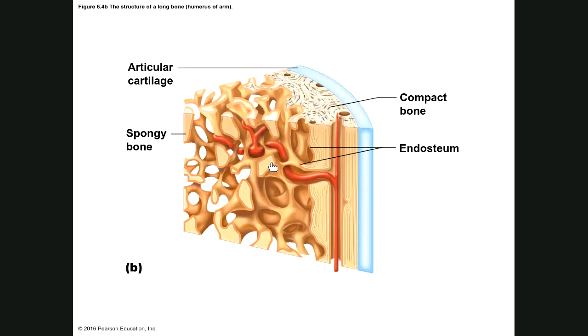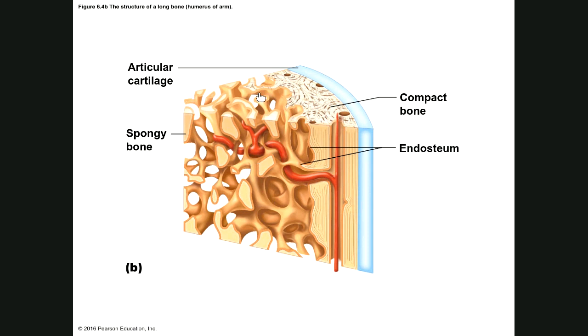Just another picture of spongy bone. Notice again that we have blood vessels going through all of these. This demonstrates how vascular bone can be, because all these little blood vessels can go through all this spongy bone here. So there's a great deal of blood supply in bone. There's a great deal of transport happening.